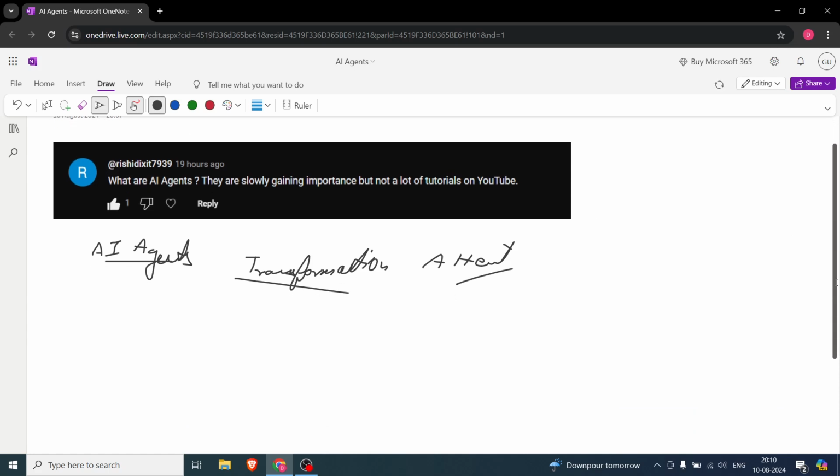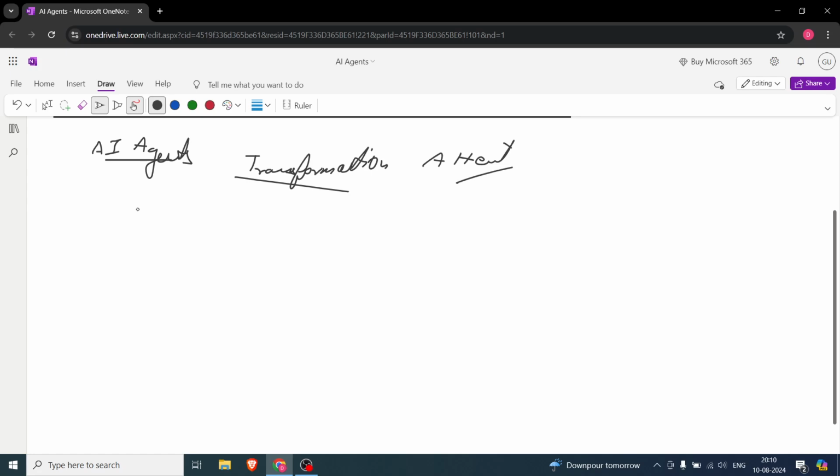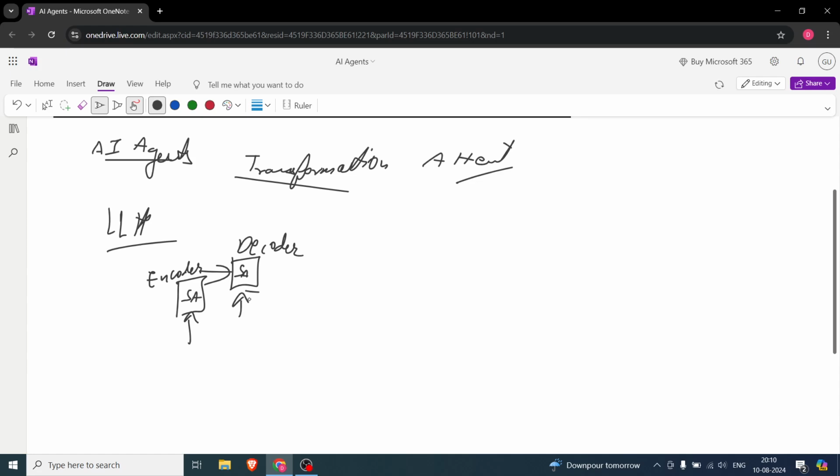Now, for understanding AI agents, you need to understand what an LLM is, a large language model. At least I assume that you know the structure of a transformer. In a transformer, there is a stack of encoders and a stack of decoders, right? Then there is cross attention over here, self attention over here, and self attention over here. Here is the input, and here we have something called masked input. And from here we have the real predictions.